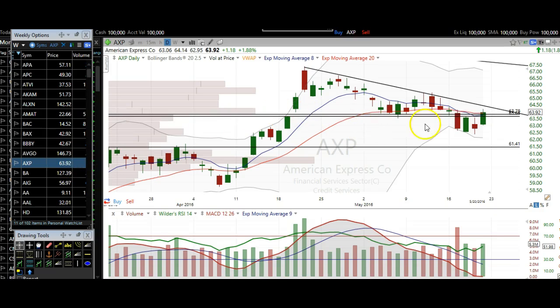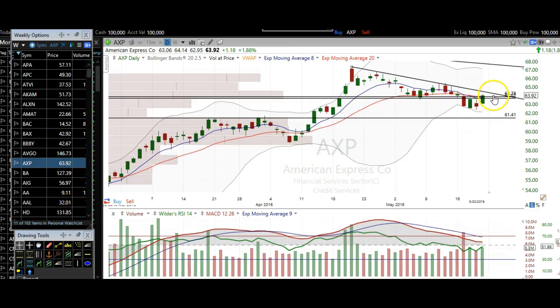Next is AXP. AXP, we broke below this support, as you can see from the lows of these 4 candles and these candles right here on heavy volume right here. Now we're kind of bouncing back on some decent volume, but we still have this downtrend line right there. If we break over that downtrend line, AXP is going to head higher. But until then, until we break over that downtrend line, I think that AXP is going to head down.